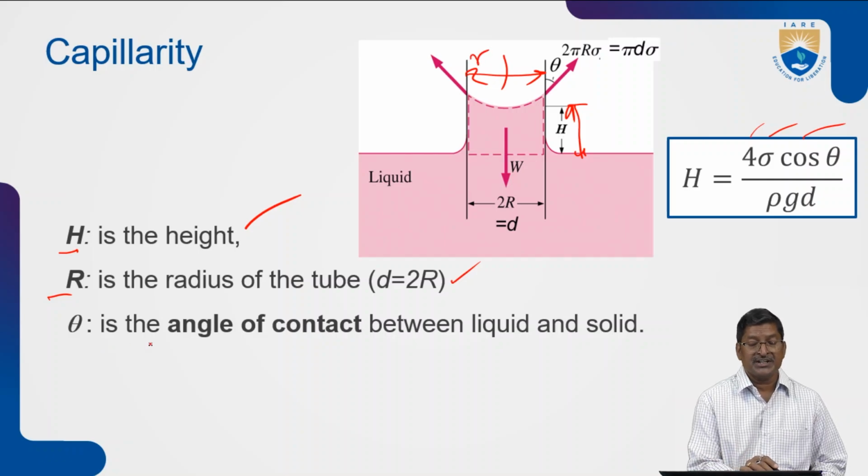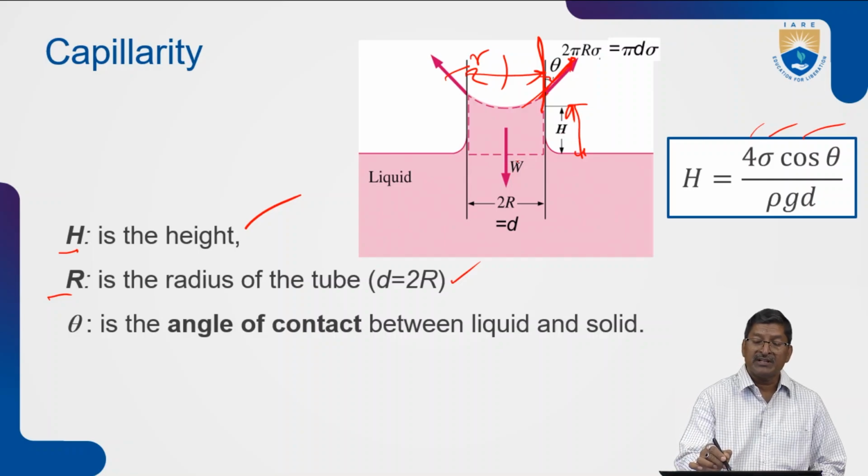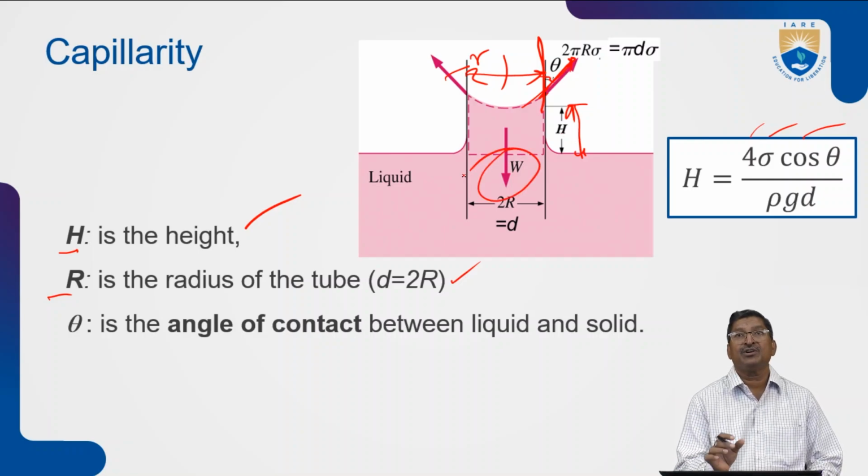Theta is the angle of contact between the liquid and solid. This is the theta, between the surface of the tube and the slope of the liquid. And sigma is the surface tension. Here, how much is the rise in the liquid? How will you know this? It is nothing but the weight. We can see here the weight of water.